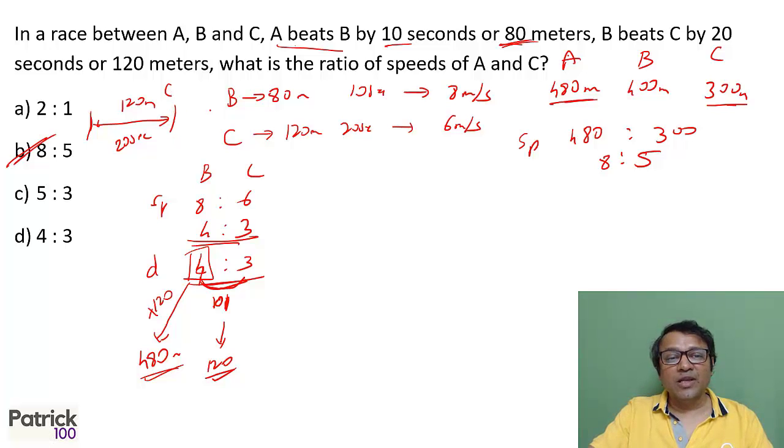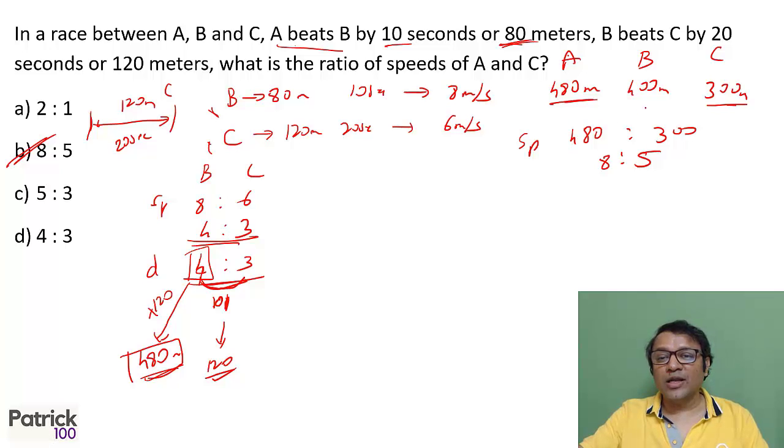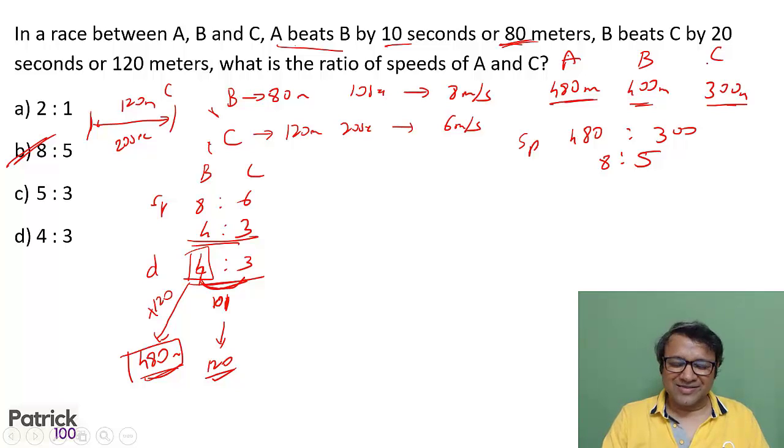So find the speed of B, find the speed of C. Right? So from that you will get a ratio of B and C. That will help you to get the total distance, 480 meters. So when A runs 480, B runs 400, C will run 300. That gives the answer.